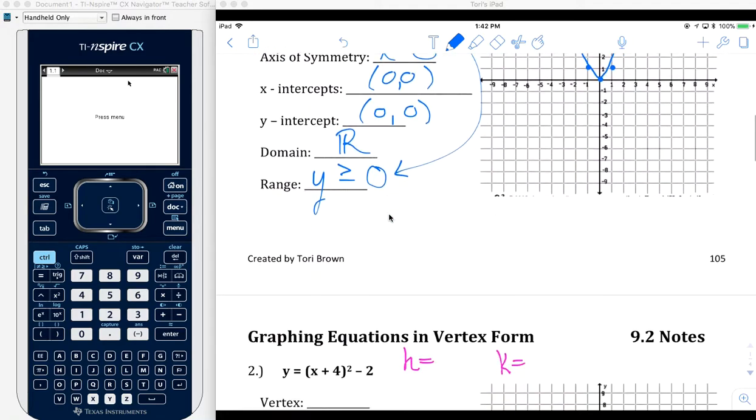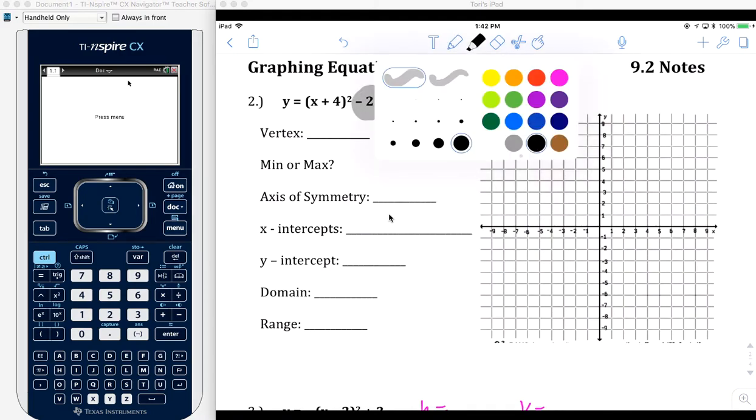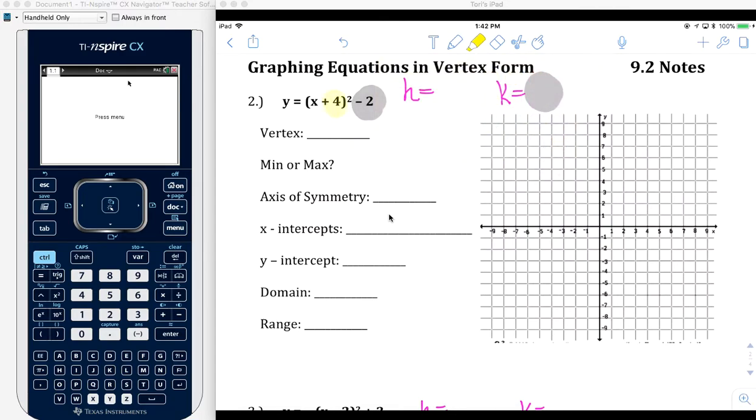Okay, so flip to the next page. All right, I'm going to kind of use black for my k value, and I'm going to use yellow for my h value. H is going to come right out of our parentheses. Okay, so even before I put it in the calculator, if I look at this problem and I'm saying x minus what?